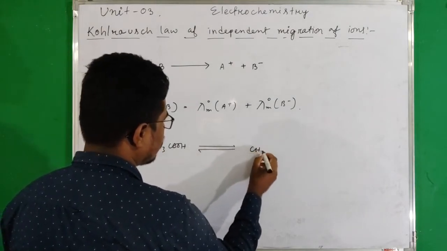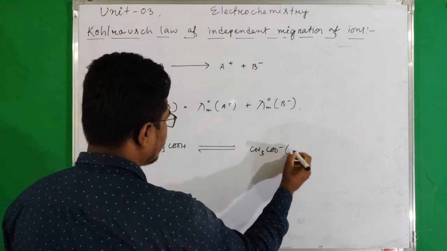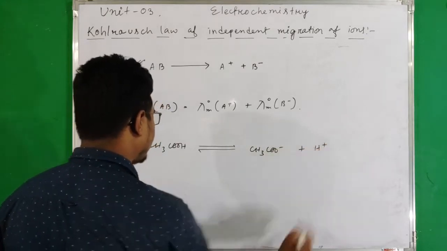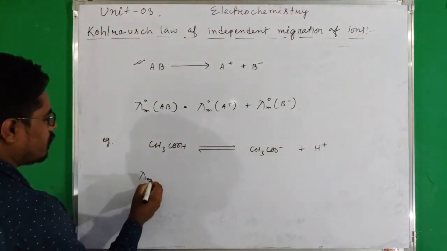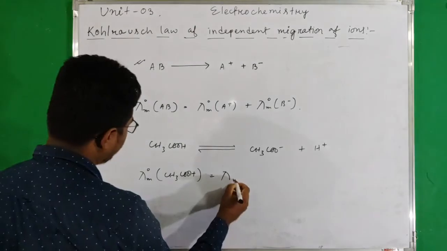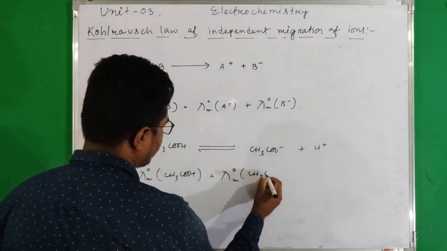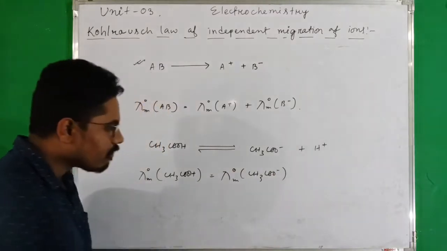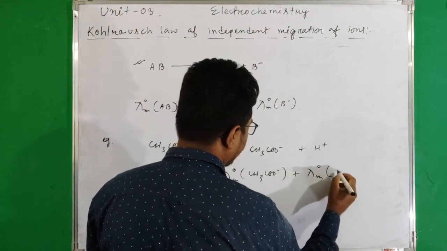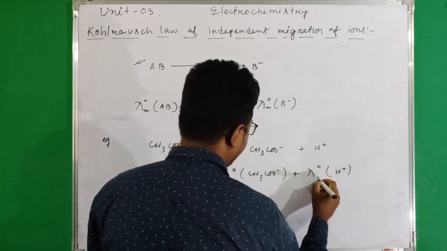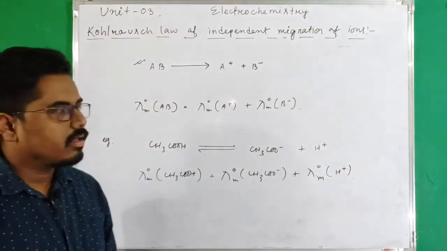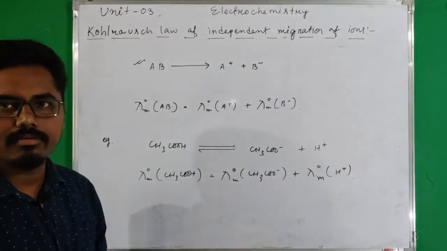For example, suppose we have the weak electrolyte acetic acid, and when the acetic acid dissociates, it gives acetate ion and H positive ion. Then according to Kohlrausch law, the limiting molar conductivity for acetic acid is equal to the sum of the limiting molar conductivity of the acetate ion and the limiting molar conductivity of the H positive ion. Very simple law.